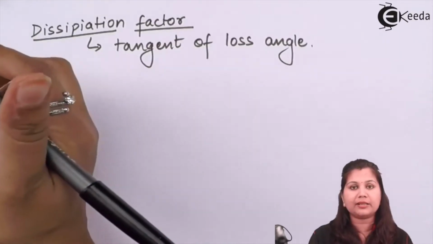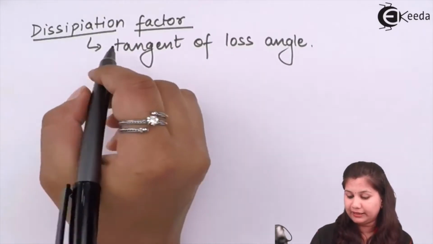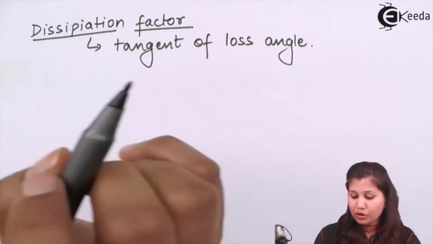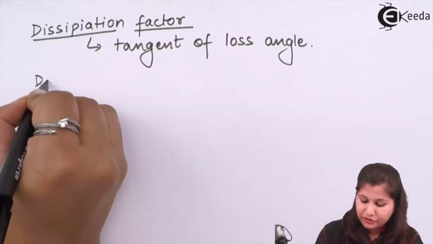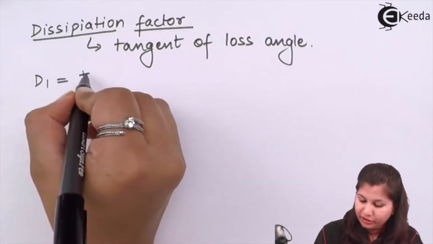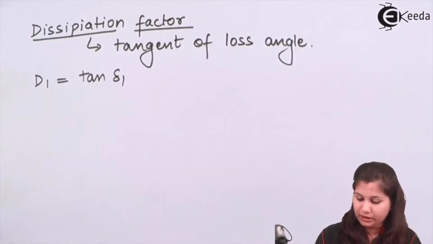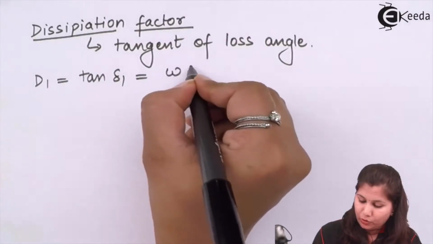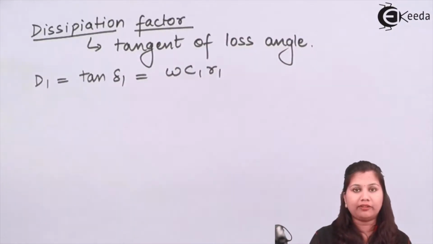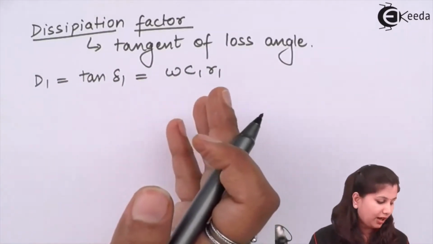Okay, and this dissipation factor is the reciprocal of the quality factor, and it is defined as the tangent of the loss angle. So if we denote this dissipation factor by D1, it will be equal to tan of the loss angle, that is delta 1. Okay, and this is equal to omega C1 small r1. Now we have already got the value of the capacitance and the resistance, C1 and R1.